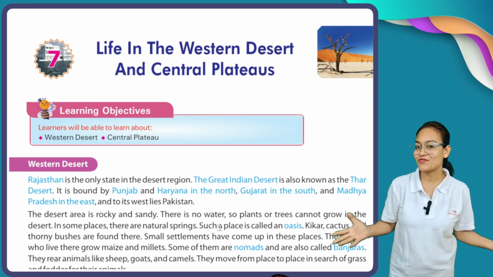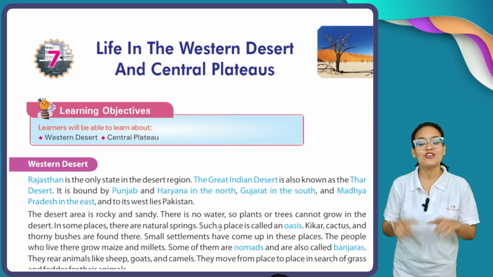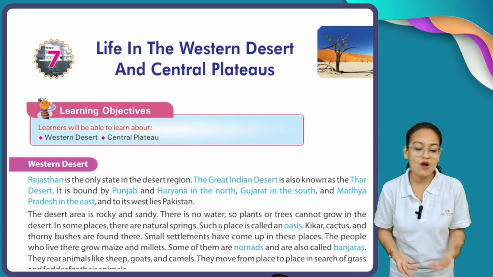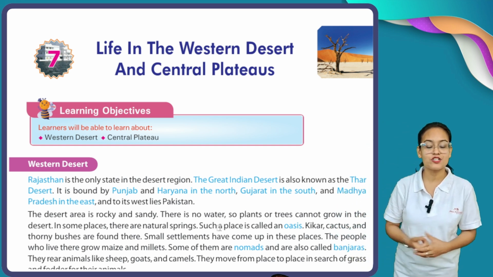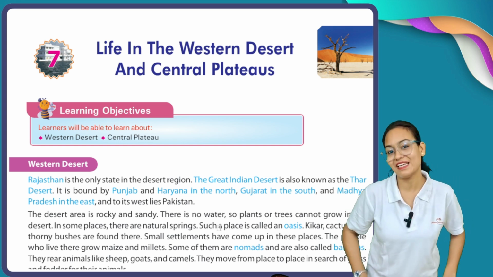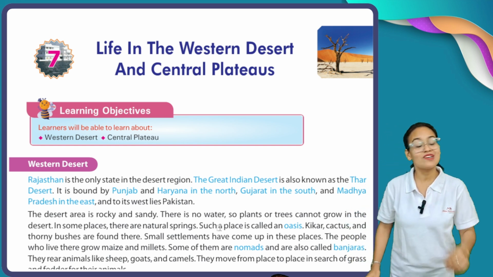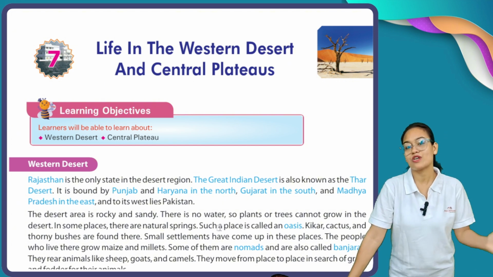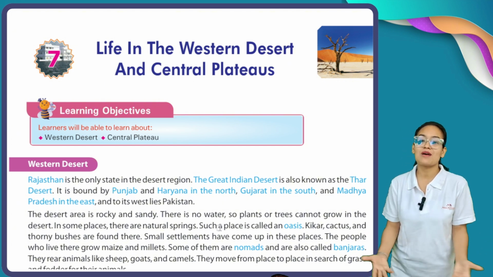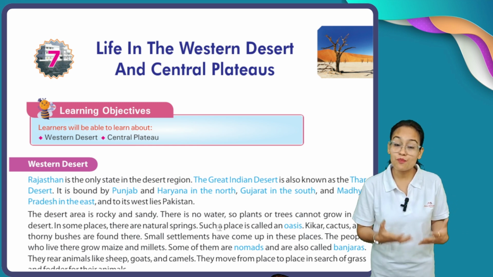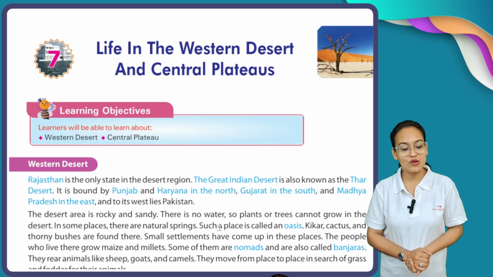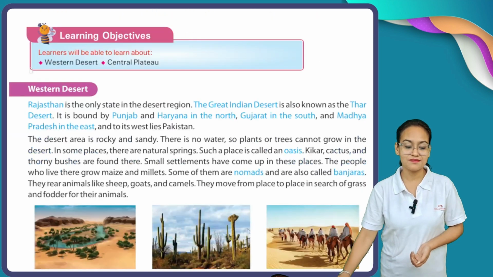So, what are we going to start in today's session? You can see on your screen, we are going to start with how people live in the western desert part and central plateau of India. Earlier we discussed our Great Indian Desert or Thar Desert and our Deccan Plateau. So now in this chapter, we are going to see how people spend their life in all those areas. Okay, so let's have a look.